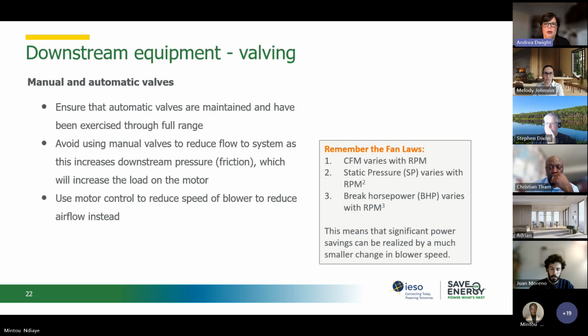Always try and use your motors, either add VFDs if you don't have them, or use your turbo blower to dial down the speeds. This is simply due to the fan laws that tell you that your brake horsepower varies with the speed of the motor by a factor of 3, which is significant. So you always want to try and reduce flow and control flow at the motor instead of using downstream valving. Next slide.